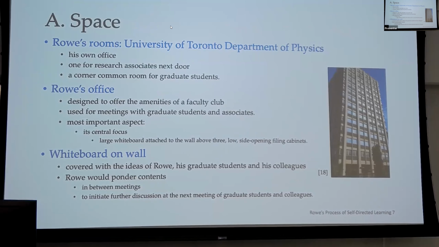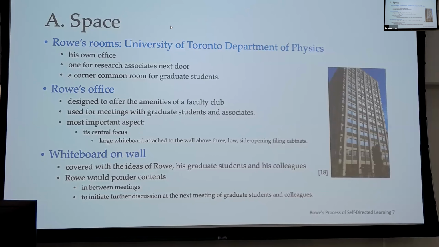for meetings with graduate students and with associates, and the most important feature was the whiteboard that was above the low filing cabinets that were side opening. It was a big whiteboard, from when whiteboards were relatively new. David got one right away, and he used that whiteboard to put all the information that he discussed with people when they were in his room. He kept it up all week long, and he would go up to the board and think about what the contents of that board said.